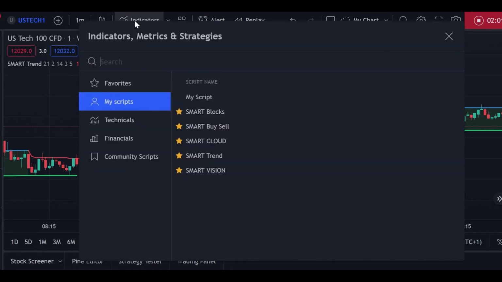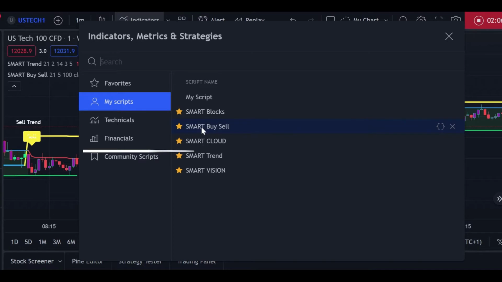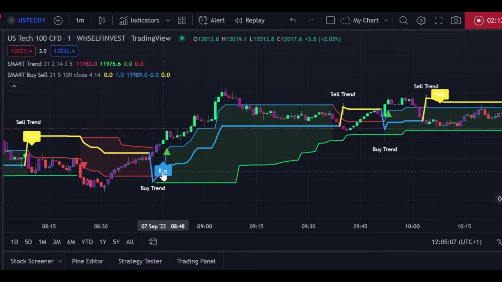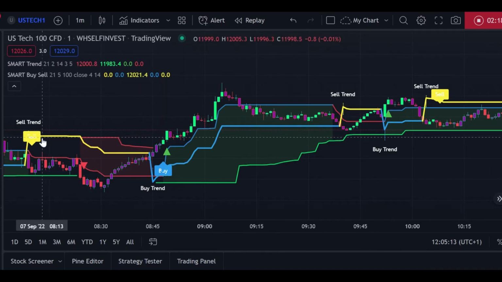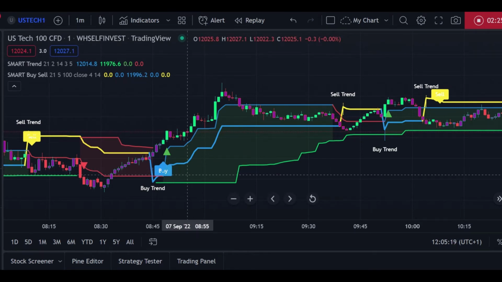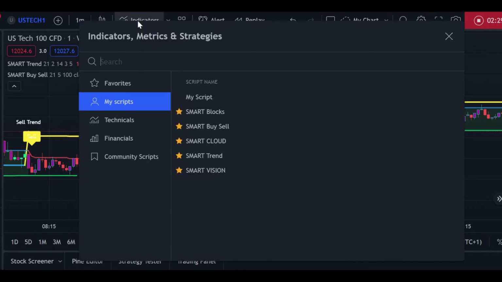Here I go to indicators, my scripts, and I'm going to load Smart Buy Sell. Smart Buy Sell is quite simple and straightforward. It has buy points, sell points. Blue line is an uptrend, yellow is a downtrend. I will again explain it in full detail in just a moment. I just want to show you the 3 indicators that we use in our system.